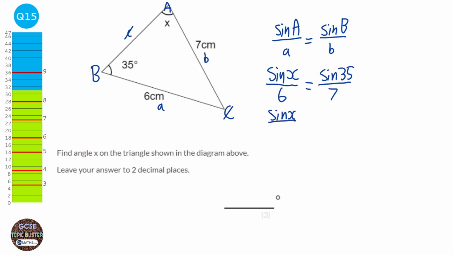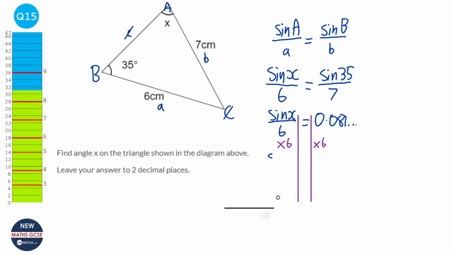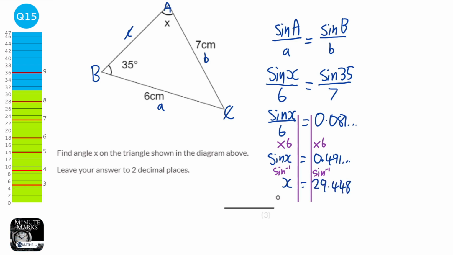Okay, we're going to work out what the right hand side is. So that's going to be 0.081 and so on. And then we're going to be solving this. The first thing we're going to do is times by 6 both sides. So we get sine x is equal to 0.491 and so on. And then we're going to inverse sine both sides. And so we have x equals 29.448 and so on. And our answer wants to be rounded to 2 decimal places. So we're going to put our answer as 29.45 degrees.